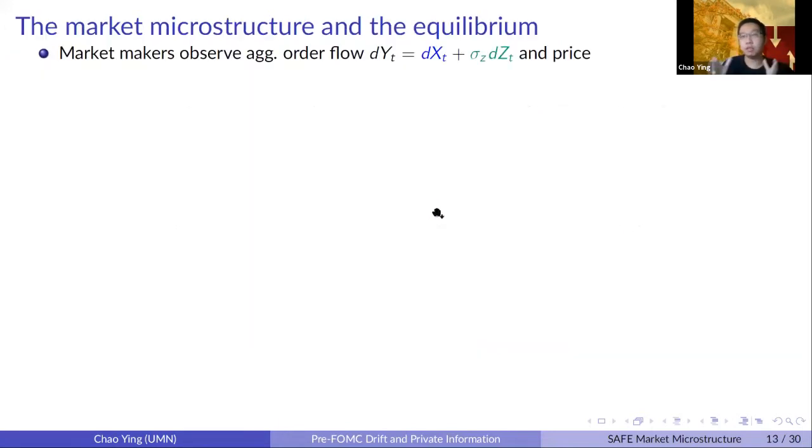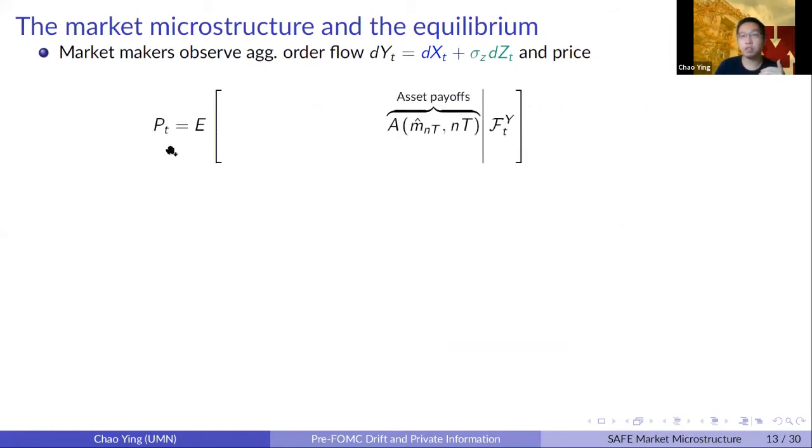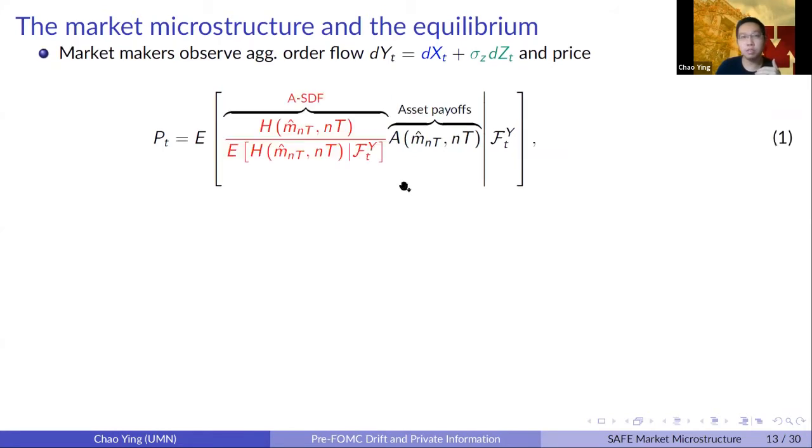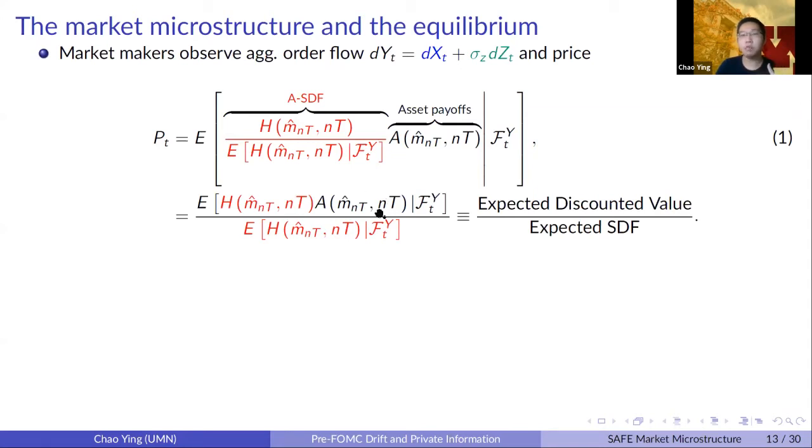Next, I'm going to introduce the second part of the model, the market microstructure, and define the equilibrium. The market makers observe the aggregate order flow from both the insider and liquidity traders. In the standard Kyle model, he will set the price equal to the expected asset payoff upon announcement, whereas when the market makers are risk compensated, they set the price equal to marginal utility weighted payoffs. Here, the announcement SDF is determined in the consumption-based asset pricing framework. Therefore, now, after observing the aggregate order flow, they need to update the belief of the expected discounted value and the expected SDF at the same time. This is the main difference compared to the standard Kyle model.